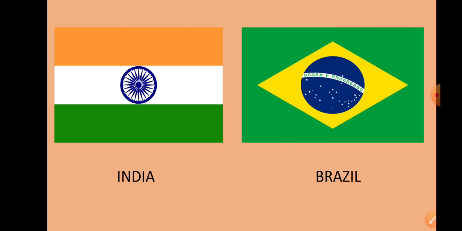Yes, so this is the flag of Brazil, which has a base of green color, then we have yellow color, and in between we have a circle which is in dark blue color. Again, they have small stars shown on that dark blue color, which represents a progressing country. Now let's see some more uniqueness about both these countries.